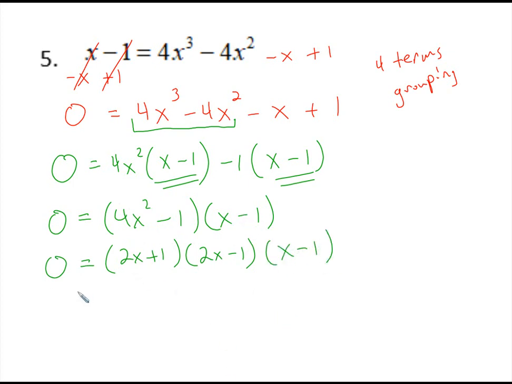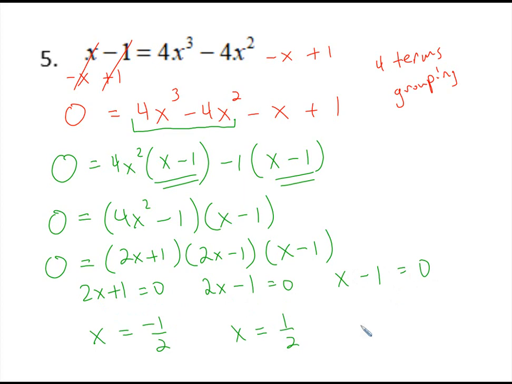Then take each factor and make it equal 0: 2x plus 1 equals 0, 2x minus 1 equals 0, x minus 1 equals 0. So minus 1 divided by 2, we get negative 1 over 2. Add 1 divided by 2, we get positive 1 over 2. Then add 1 to both sides, we get 1. Okay?